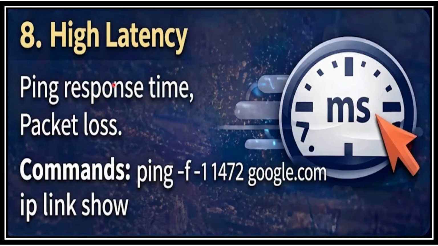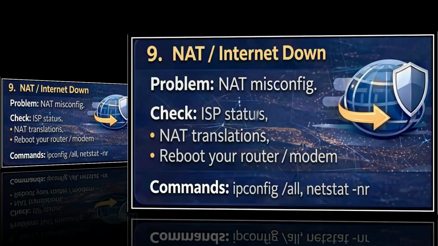Then the next is high latency. High latency means the ping response time is too high, or packets are being lost. So you can use the ping command and send some packets, and there you can analyze whether it is losing some packets or something. You can use the ip link show command there, and then you can troubleshoot it.